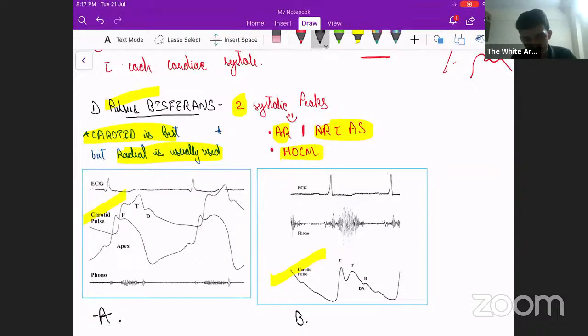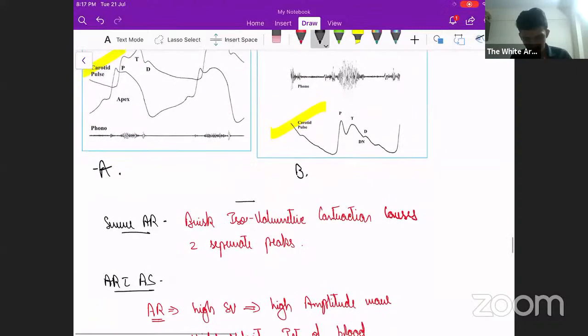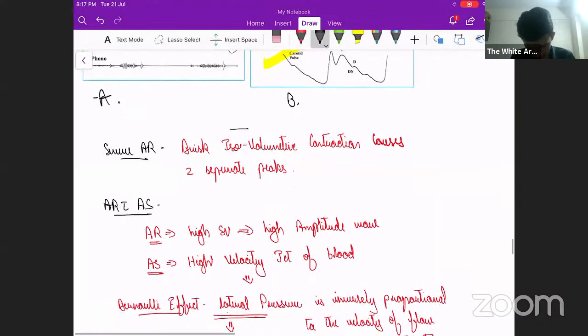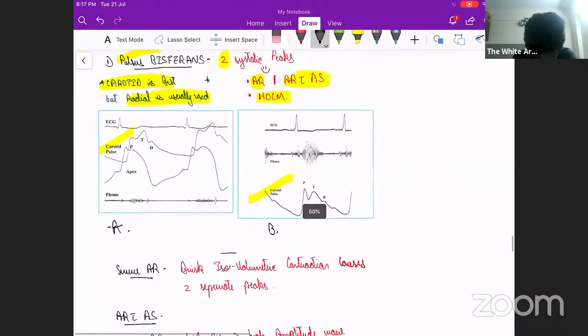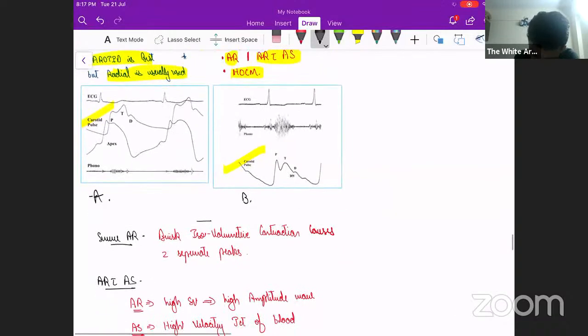Okay, option 1 has been given, right? But why did you say so? How did you tell? Why is this AR with AS and why is this HOCM? Yes, looking at the T wave. Good, so you guys are aware of it. So let's see, first, why do we get pulsus bisferiens? We'll look at it now.